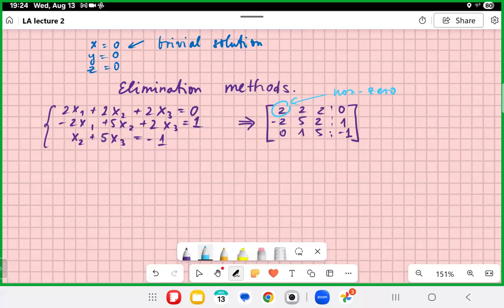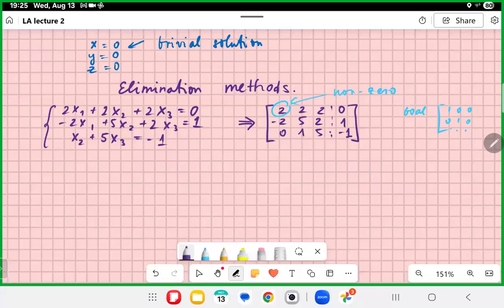So what are we going to do with this row? We're going to turn this first element into 1. Remember, our goal is to have 1, 0, 0, 0, 1, 0, and so on and so on. So we're going to turn it into 1. We're going to do our first step to work with it. So how are we going to do this?